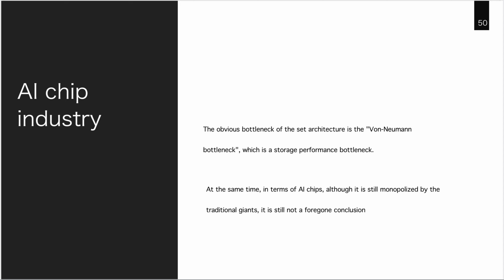The obvious bottleneck of the AI chip is the architecture, the Von Neumann bottleneck, which is a storage performance bottleneck, and many brands are working to solve this problem. But at the same time, although AI chips are still monopolized by the traditional giants, it is still not a foregone conclusion. So for the new brands, they still have chances.